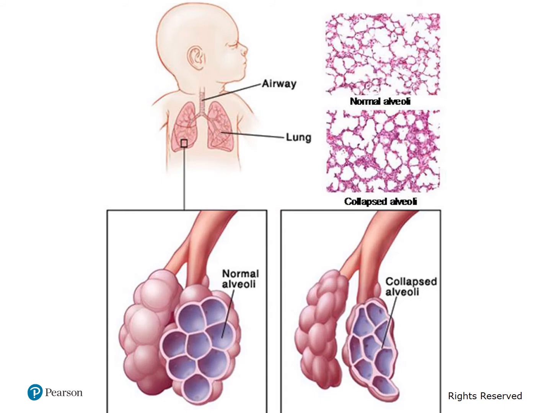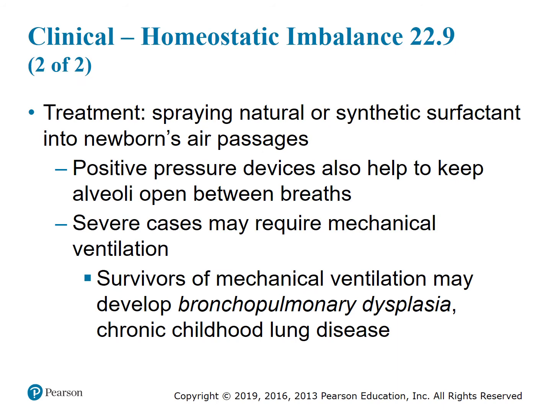In this figure, we see the normal alveoli, and on the right we can see the collapsed alveoli. That is common in preemies, premature babies. Treatment: spraying natural or synthetic surfactant into newborns' air passages. Positive pressure devices also help to keep alveoli open between breaths. Severe cases may require mechanical ventilation. Survivors of mechanical ventilation may develop bronchopulmonary dysplasia, which is a chronic childhood lung disease.